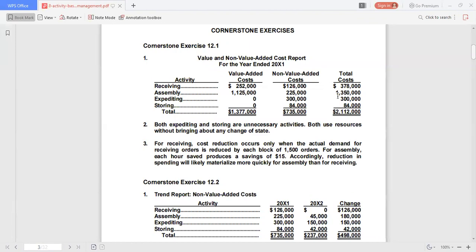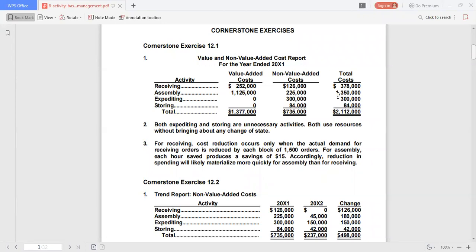Question 2. Explain why expediting products and storing goods are non-value-added activities. Because they are unnecessary. Both use resources without bringing about any change of state. In other words, you may eliminate them.